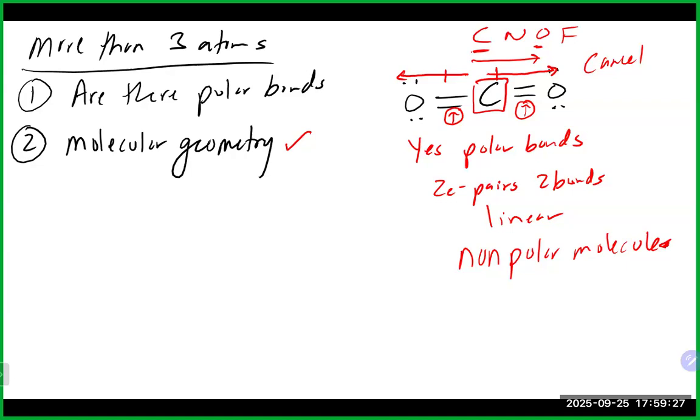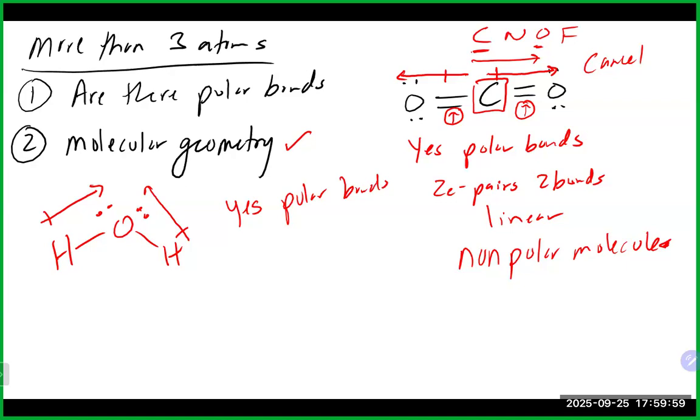Now, when we look at something like water, for example, draw a little water action there. And again, when we look at water, it does have polar bonds between the hydrogen and the oxygen, with the oxygen being more electronegative, heading in this direction. And in this case, we do need to look at our geometry.